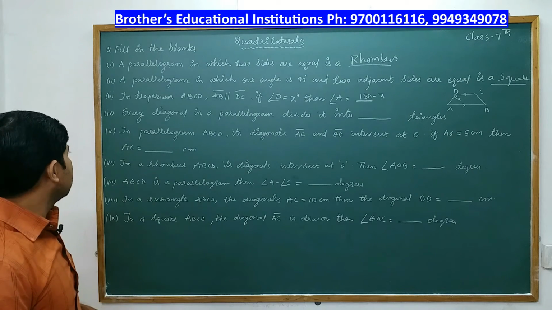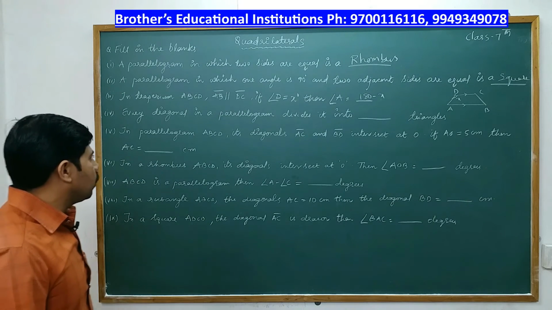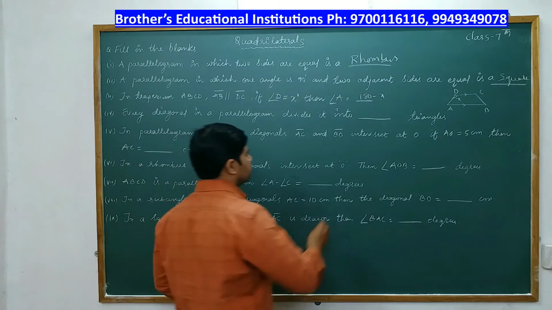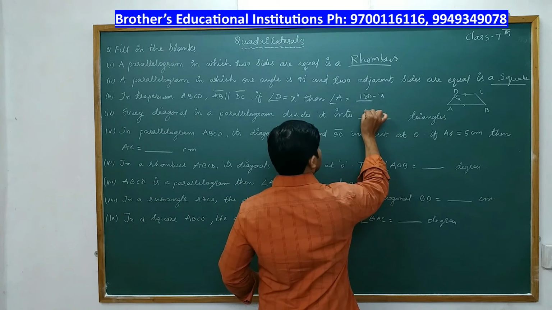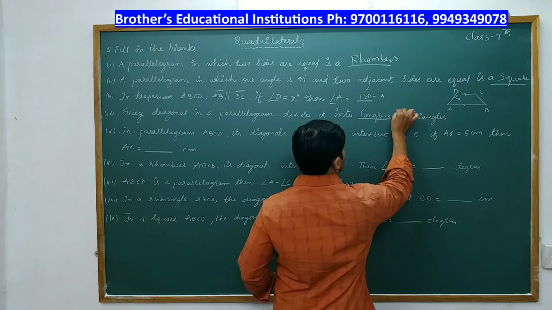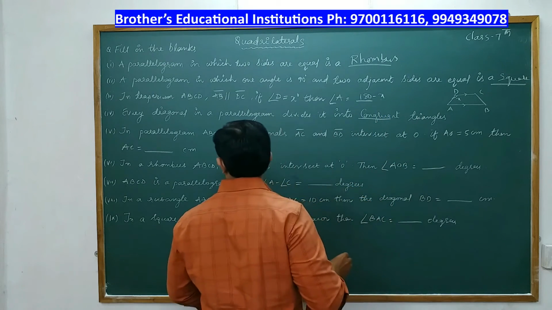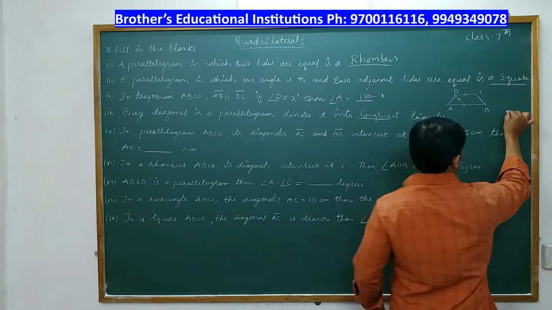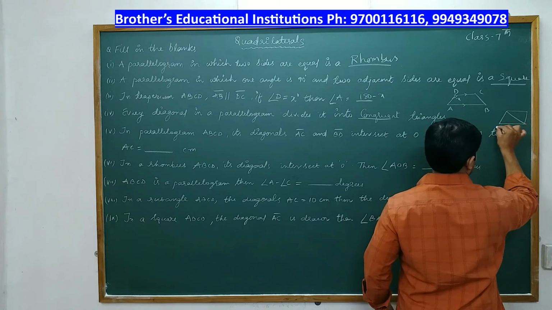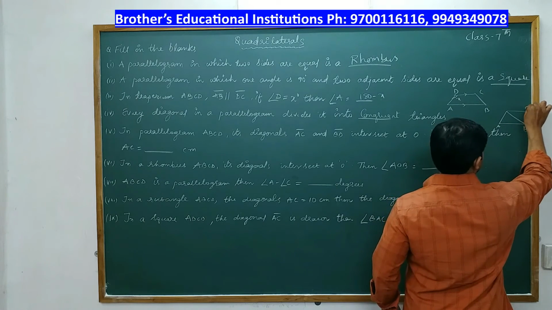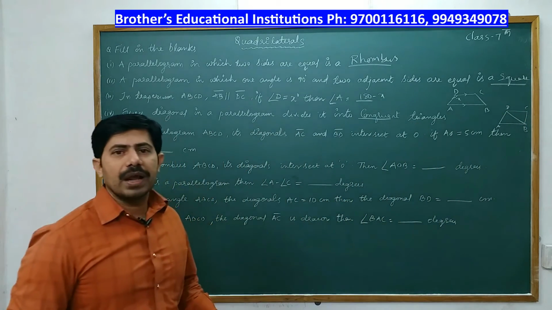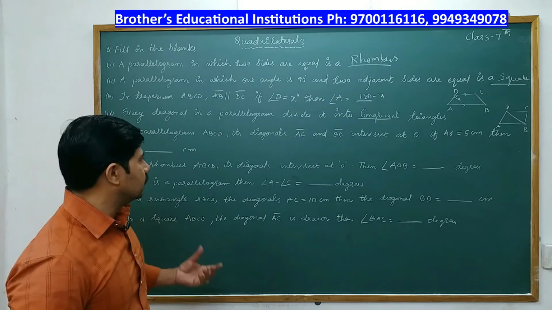Then after that, every diagonal in a parallelogram divides it into two congruent triangles. Every diagonal of a parallelogram, suppose ABCD is a parallelogram, and BD is a diagonal. So BD divides the parallelogram into two congruent triangles, right?